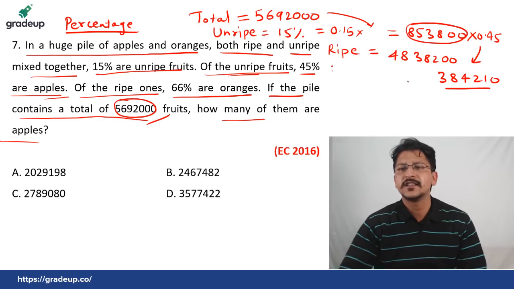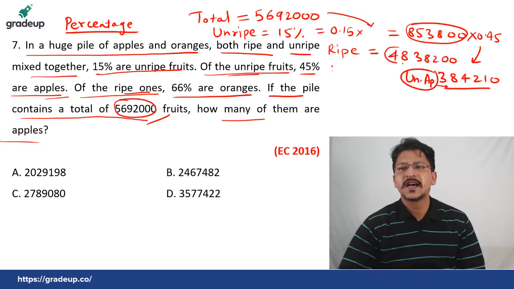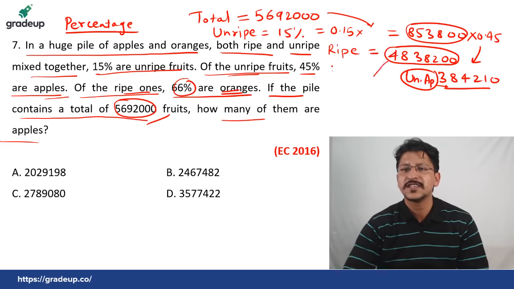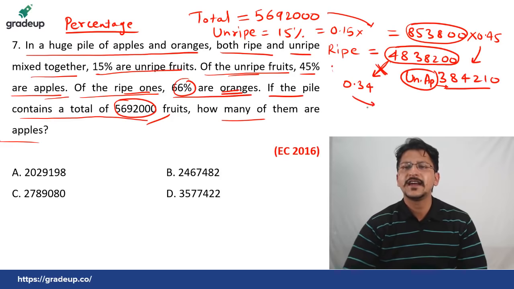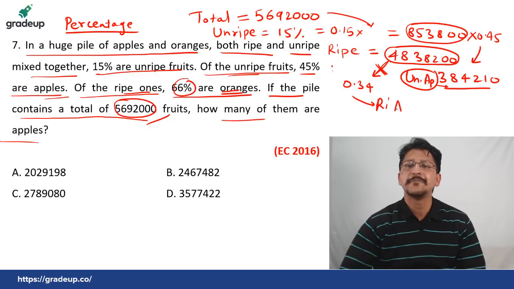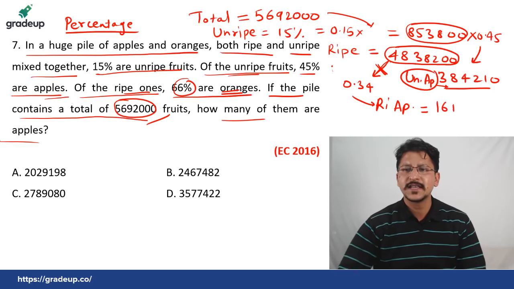Okay, I will write it in this form: unripe apples. Then from the ripe ones, what are the total ripe? These are the total ripe, and out of this 66% are oranges. Do not get confused. 66% are oranges. That means the remaining 34%, that is, multiply this value by 0.34 and get the answer as the number of ripe apples.